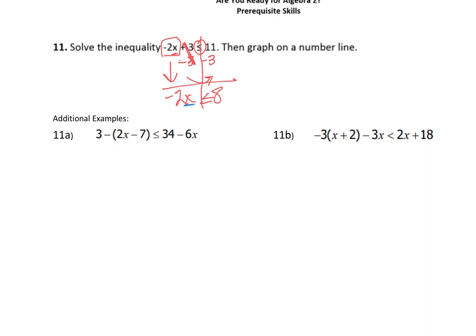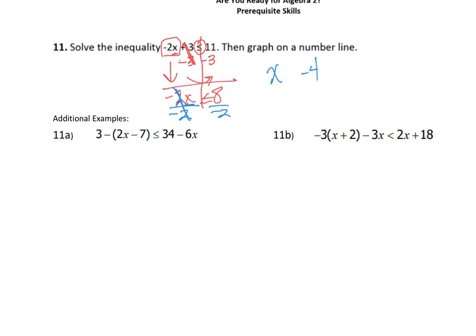I need to isolate it completely. So when two terms are touching, negative 2 is touching that x. That means they are being multiplied. And the only way to undo that multiplication, the opposite of multiplication, is division. So the only way to break this negative 2 and the x apart is to divide them. So I'm going to divide both sides by negative 2. Okay, so it cancels. X will now be by itself. 8 divided by negative 2 is negative 4.